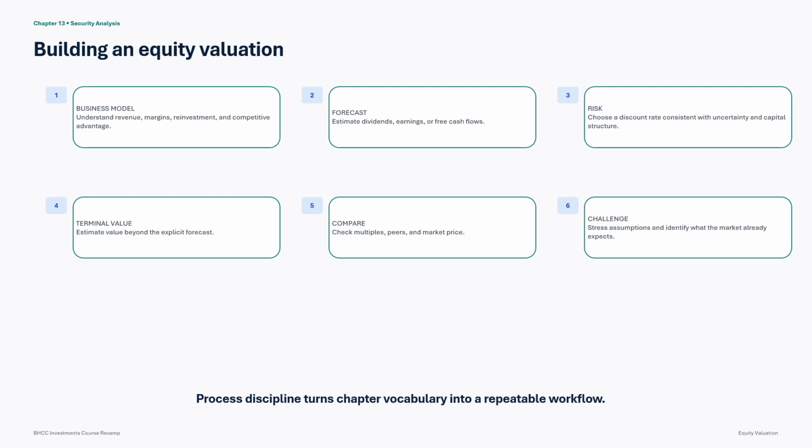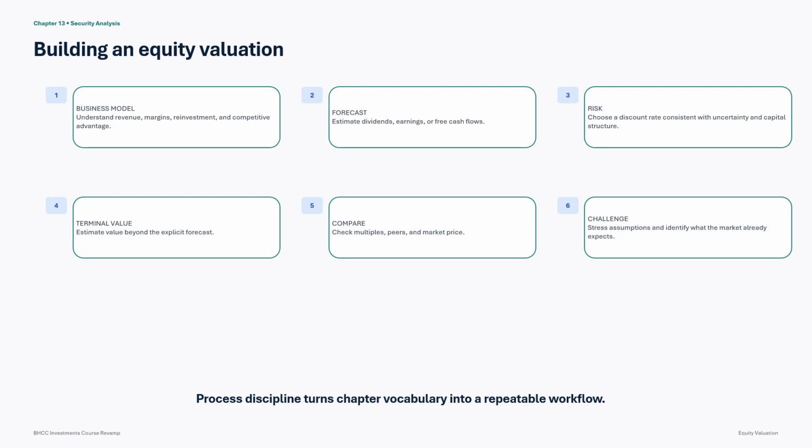A disciplined equity valuation can be organized into 6 stages. Step 1 is the business model. Before forecasting anything, understand how the company makes money. Identify the revenue drivers, customer economics, competitive advantage, pricing power, cost structure, capital intensity, and balance sheet constraints. A valuation model cannot rescue a business model the analyst never understood.